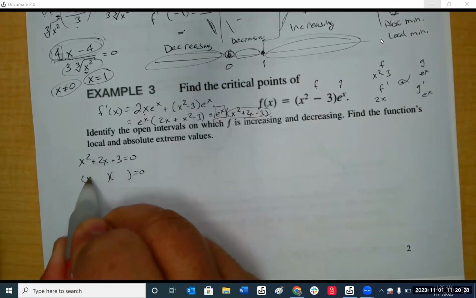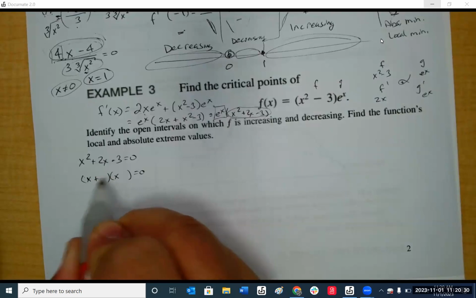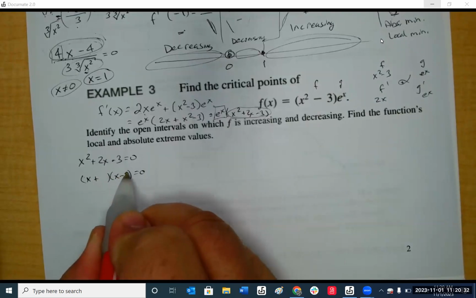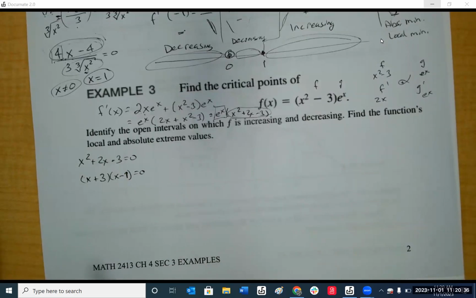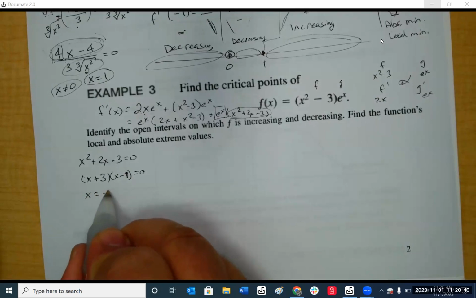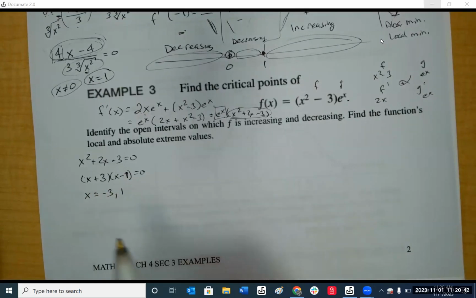And we can factor this one. Yeah, so it's (x plus 3)(x minus 1). So the zeros are at -3 and +1.